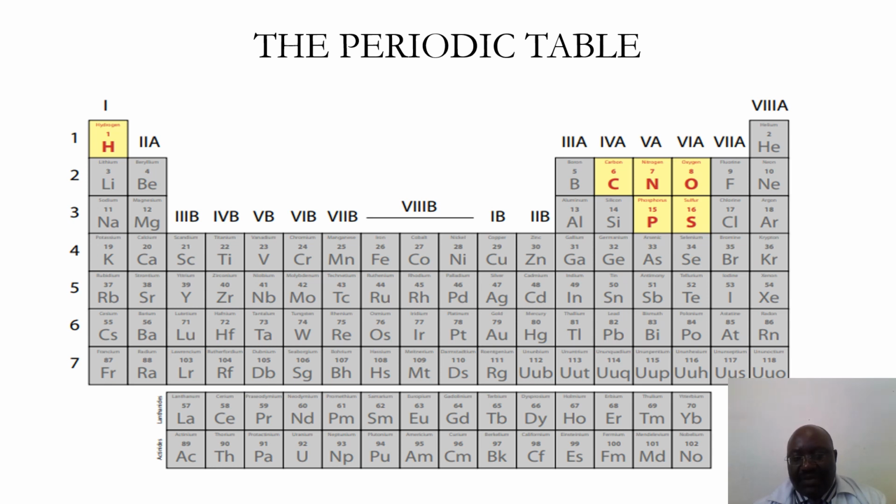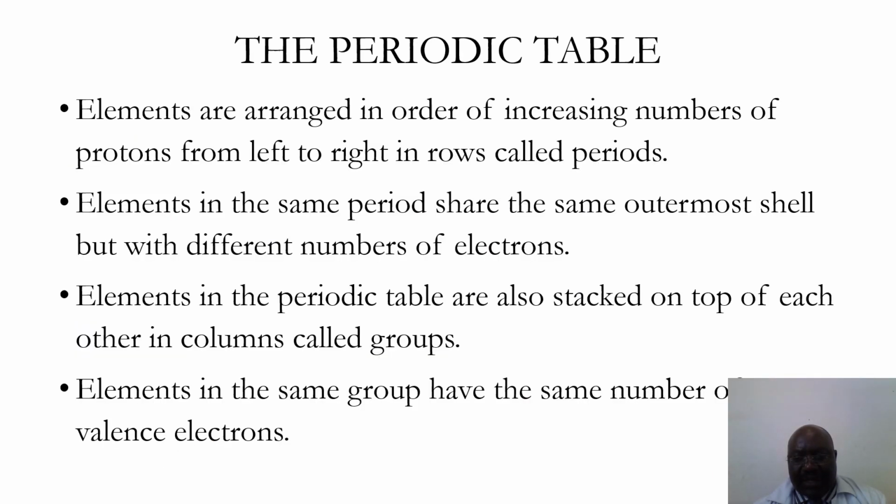So the reactivity of group 1 elements is the same, although we also have relationships across. That means along the period we have a relationship. These atoms relate to one another, and we also have diagonal relations. Going forward, the elements are arranged in order of increasing number of protons, or atomic number, from left to right in periods, and the elements in the same period share the same number of outermost shells, but with a different number of electrons.